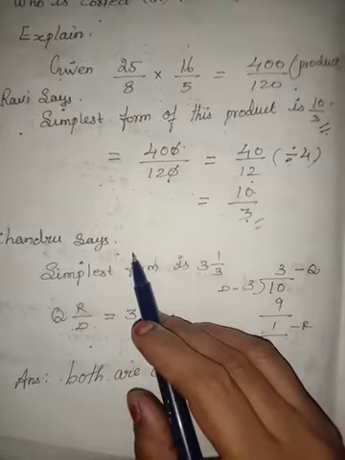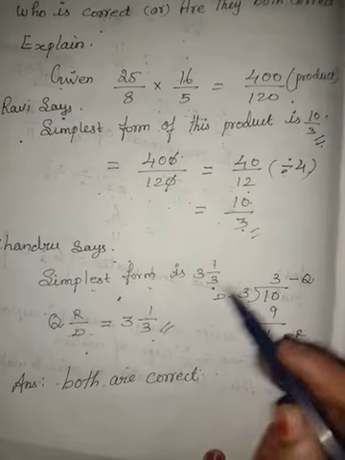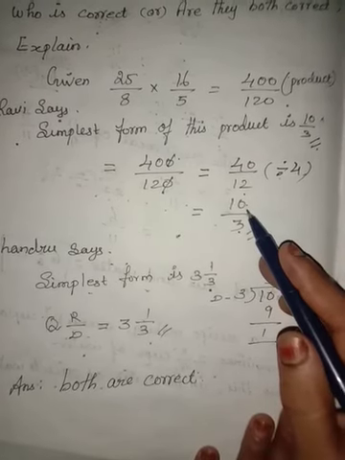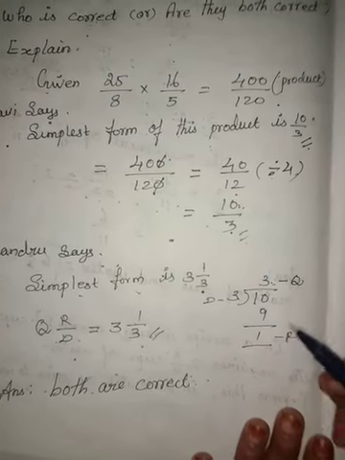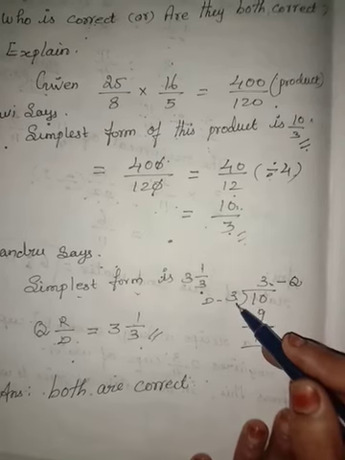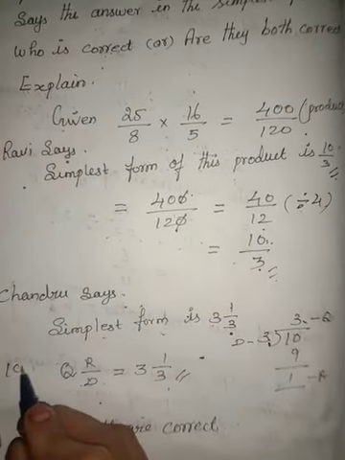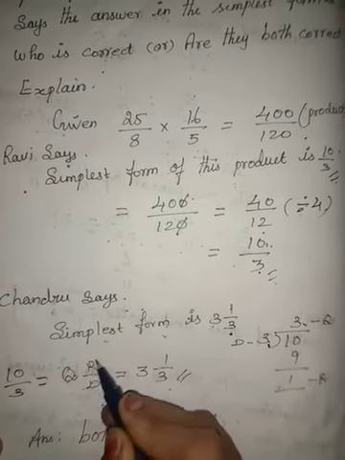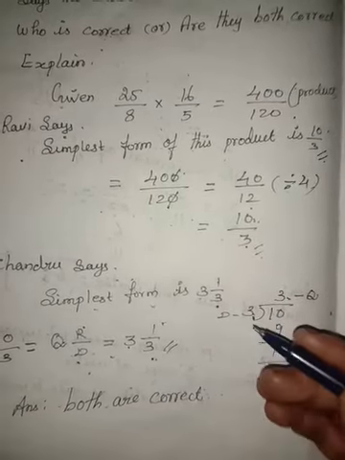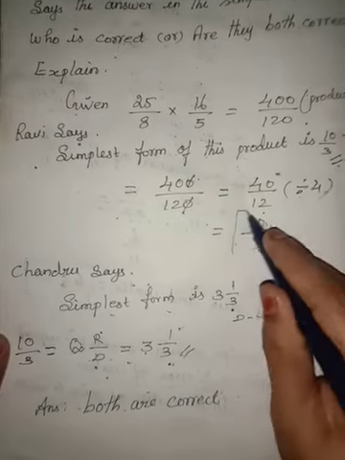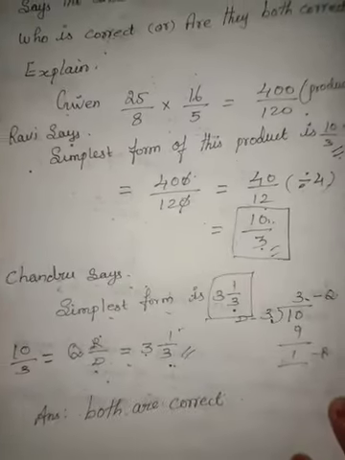Chandru says the simplest form is 3 1 by 3. Now we can verify that. When we divide 10 by 3, we get quotient 3, remainder 1, divisor 3. Using this, 10 by 3 can be written in Q R by D form, that is 3 1 by 3. So from this we can easily say that both Ravi and Chandru are correct.